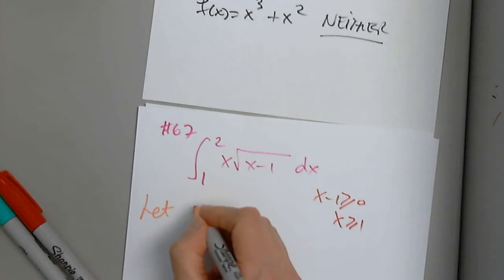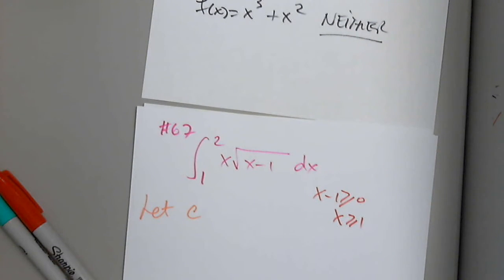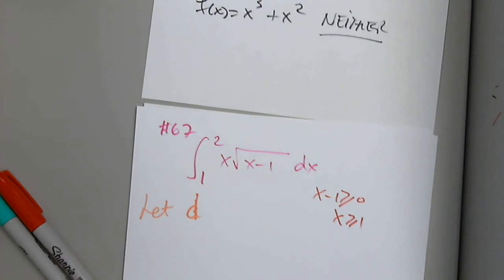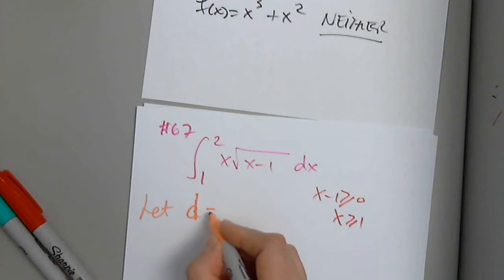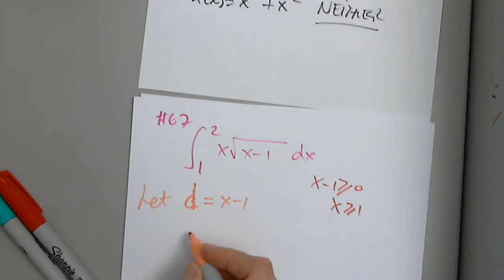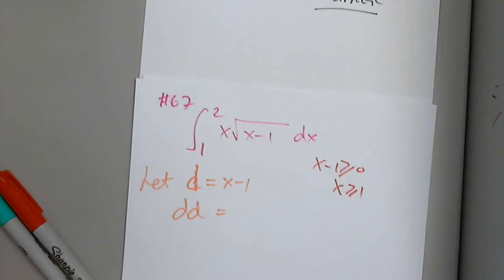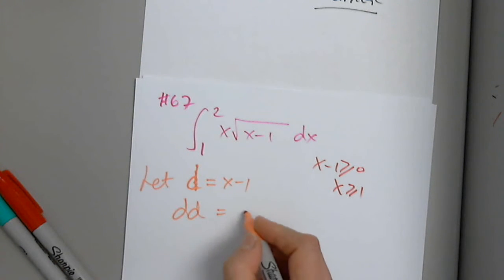Okay, we want to use C. We normally don't use C because C is a constant. But we can use anything else. E we don't really use because of e. Okay, let's use D. D equals x minus 1. Now I'm having a little bit of a problem with DD, but let's say, what is DD equal to? 1 for each dx. Exactly, very good.